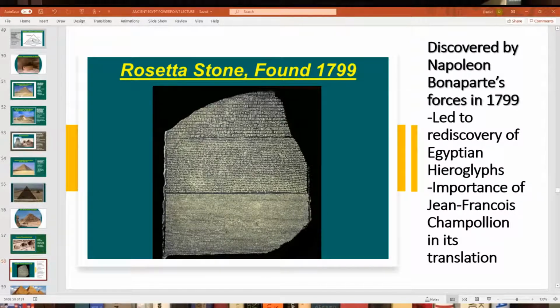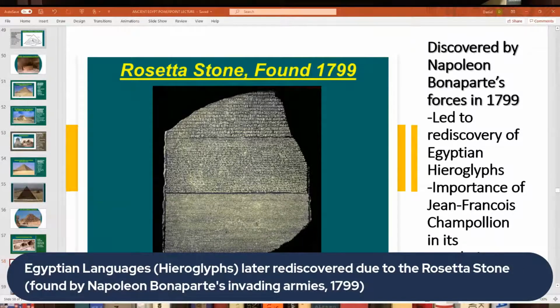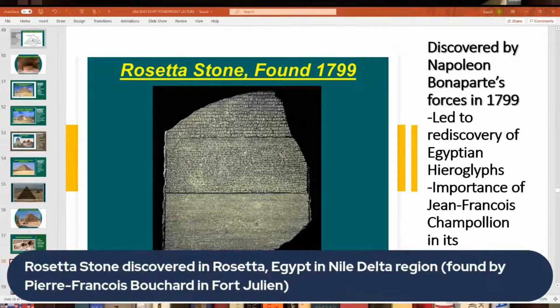And so what happened was it was discovered in 1799 in a town called Rosetta, which is in the delta of Egypt, of the Nile Basin. And this soldier named Pierre-Francois Bouchard found it in a fort called Fort Julien.